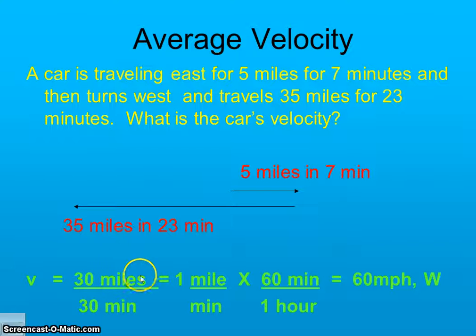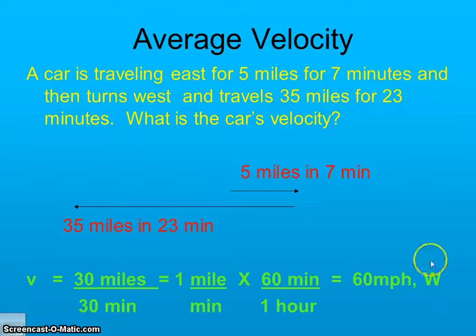And so that gives us 1 mile per minute. And if we wanted to change that to miles per hour, we multiply that by 60 minutes over 1 hour. The minutes cancel out, and you get 60 miles per hour. Then what about this W? Where does this come from?